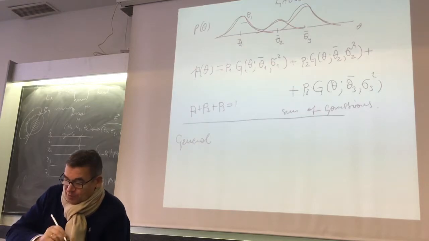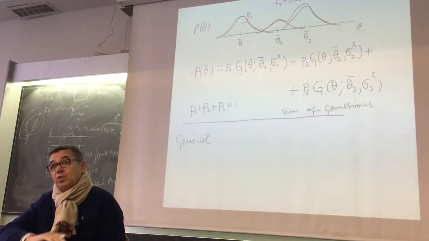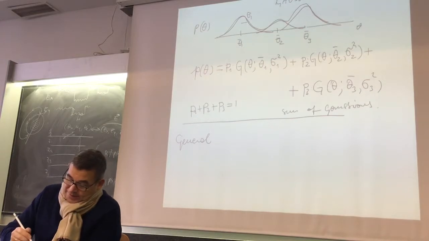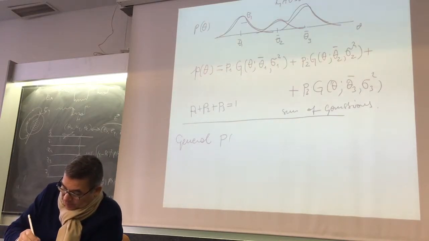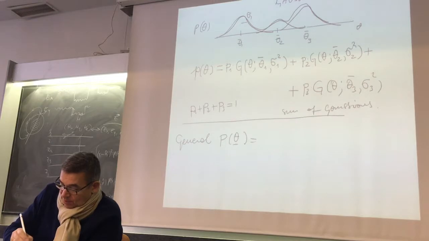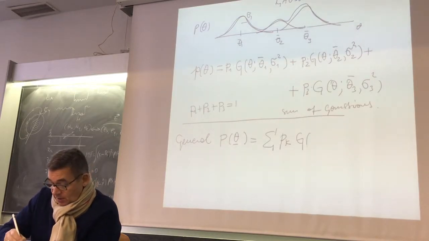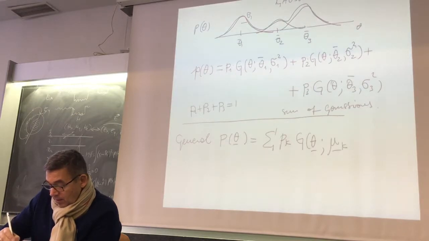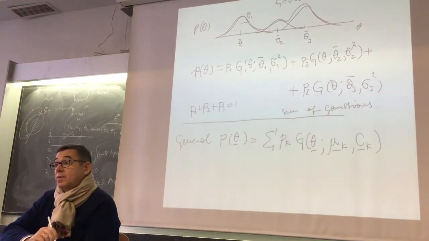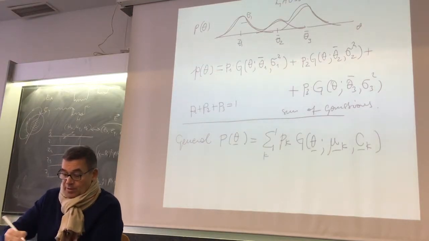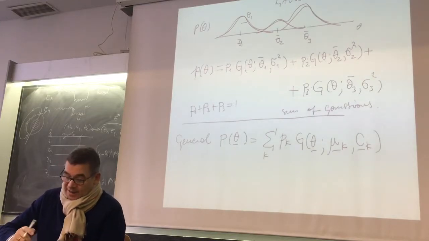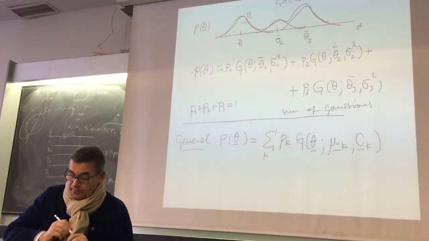Now, this general formulation will be useful at the end of the course, okay? This general form says that p theta is equal to the sum over k of pk times a Gaussian, where the mean is mu k and the variance is replaced by the covariance Ck. Okay? And then, you know, it's a sum over a set of Gaussians. That's the most general one.